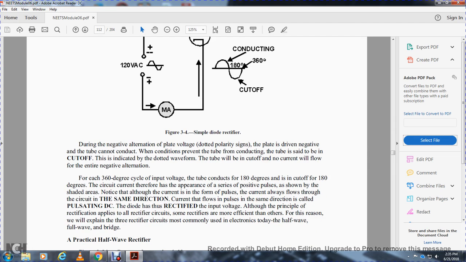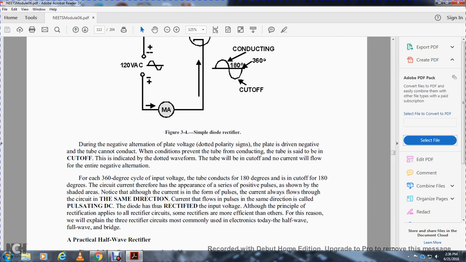In the 360 degree AC cycle of the input voltage, the tube conducts for 180 degrees and is cut off for 180 degrees. The circuit current therefore appears as a series of positive pulses, shown in the shaded area. Notice that although the current is in the form of pulses, the current always flows through the circuit in the same direction. Current flowing within the pulse in the same direction is called pulsating DC.